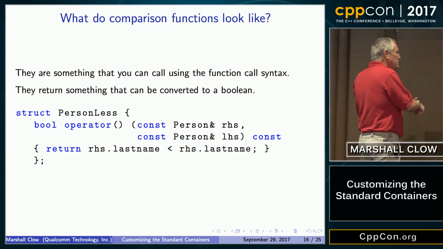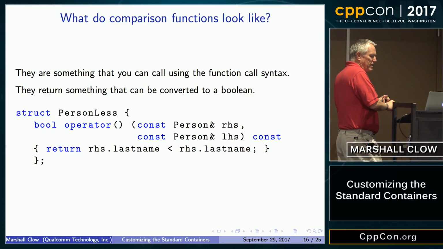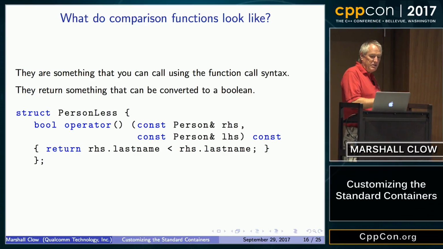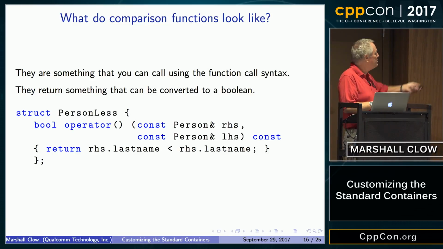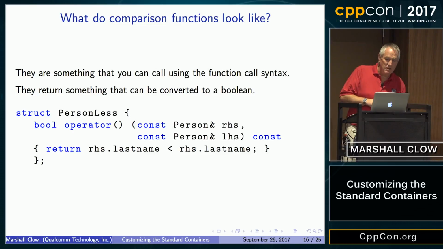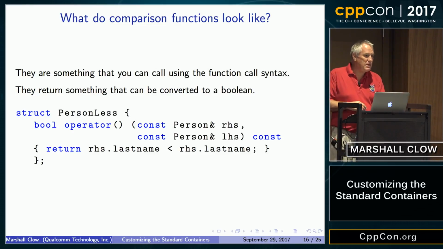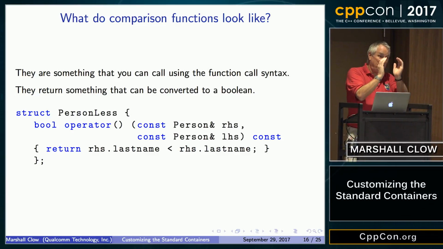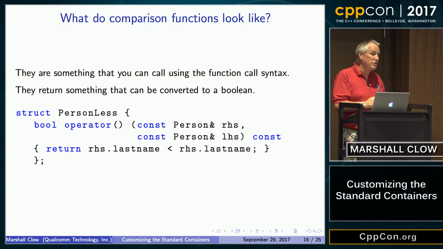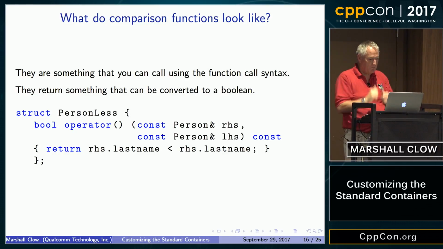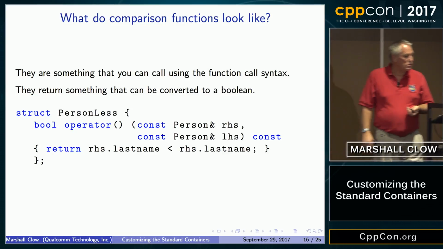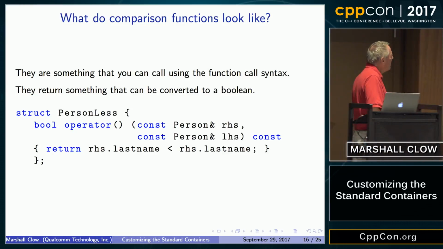This can be a lambda. This can be a functor. This could be a std::function. This can be a pointer to function. It doesn't matter. The point is, can they be called as if they were a function? That's kind of the definition of a functor: it's something that can be called with procedure call syntax. Okay, so a couple things to note.